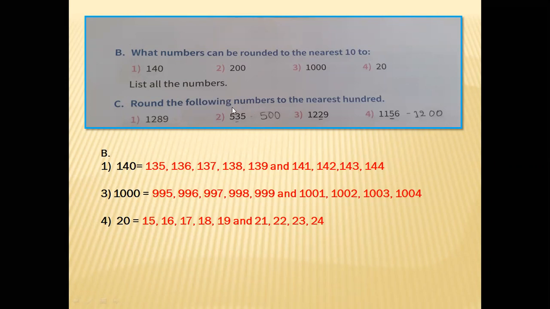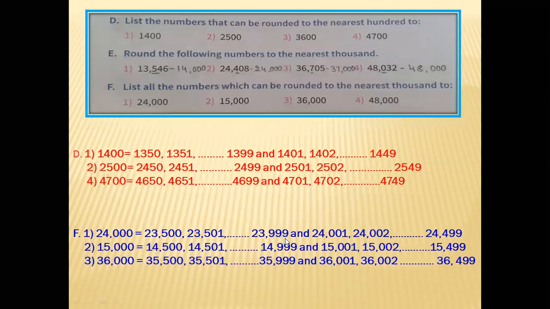Understood now? How can we round the numbers to the nearest 100? And then how can we list the numbers nearest to 100 of these numbers? From which number to which number you have to list those numbers. Next, list the numbers that can be rounded to the nearest 100 to. First one, 1400.